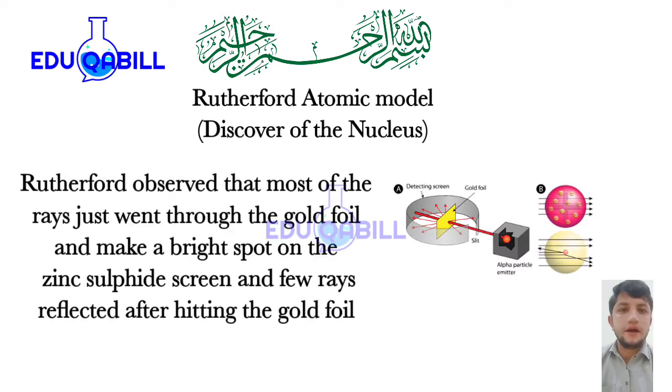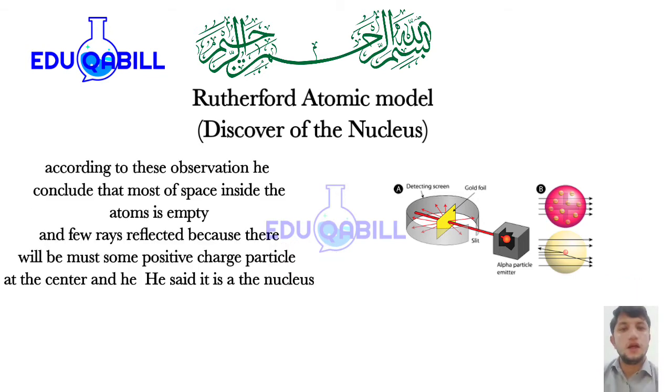Rutherford observed that most of the rays just went through the gold foil and made a bright spot on the zinc sulfide screen, while a few rays were reflected after hitting the gold foil. According to these observations, Rutherford concluded that most of the space inside the atom is empty, therefore these rays travel through the gold foil and make a bright spot on the screen.